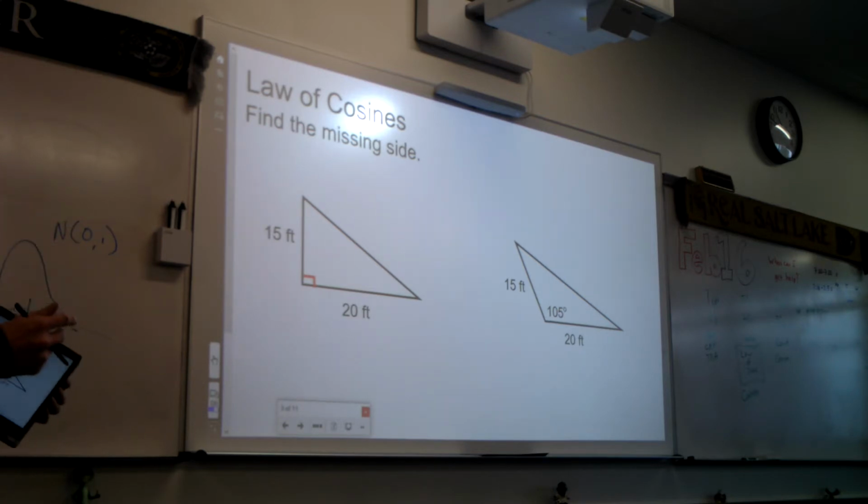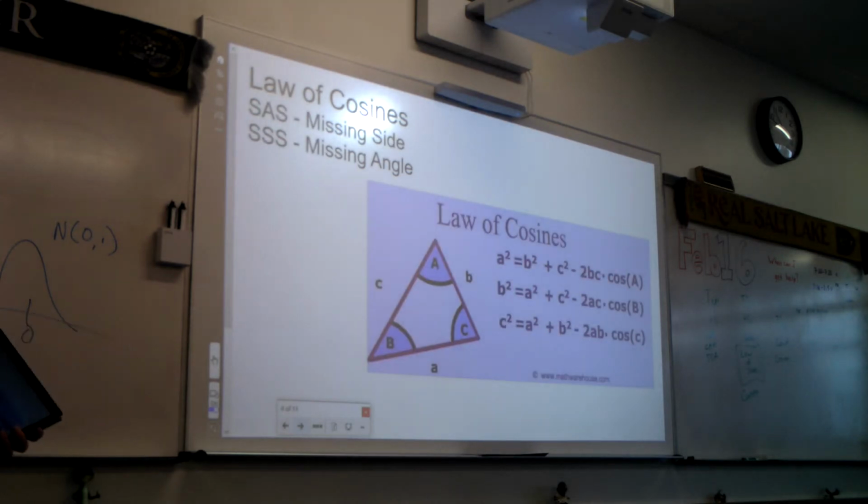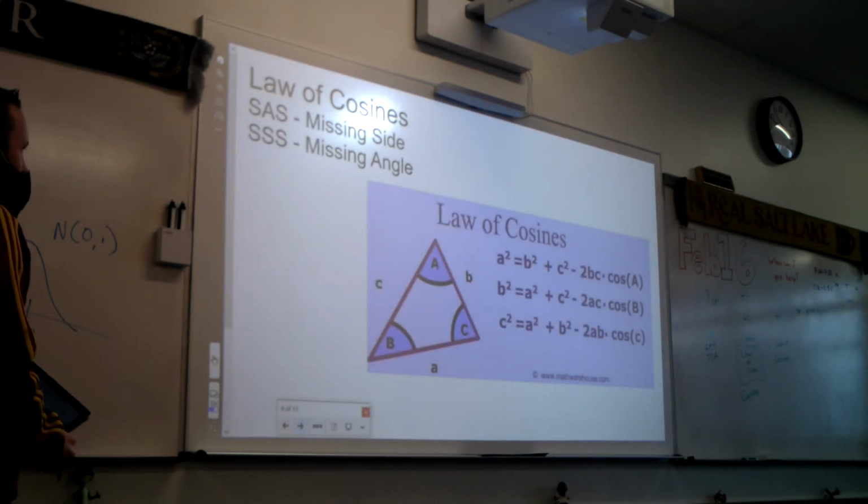But mathematicians figured out a way around this. And there's actually an activity I could do to show you how they came up with this, but my guess is most of you don't care. But if you do care, come talk to me after school, I'll show you. And they came up with the law of cosines.